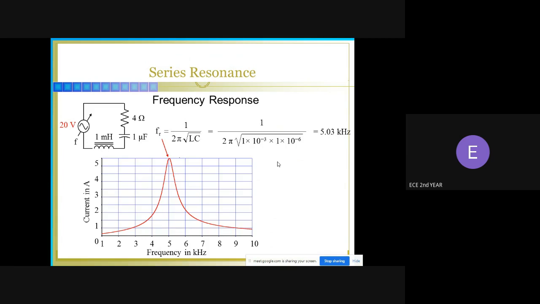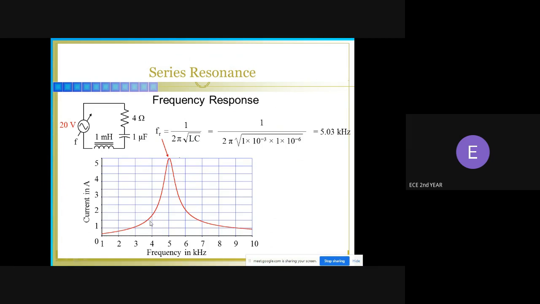Z equals R plus j times (XL minus XC), that is the impedance. Since XL equals XC, both get cancelled and the term is 0. So Z equals only R. At this time the resistance of the circuit is very low, so the current in the circuit is maximum.